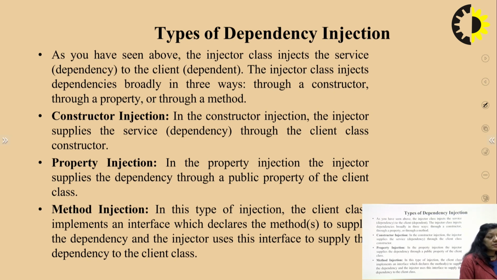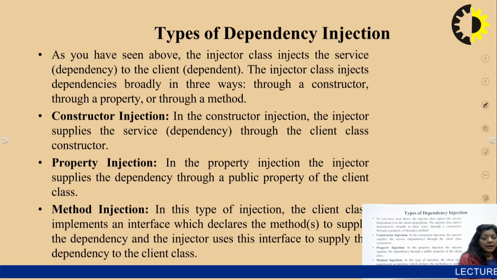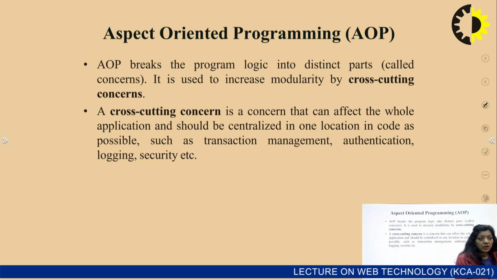Now, what is constructor injection? In constructor injection, the injector supplies the service dependency through the client class constructor. In property injection, the injector supplies the dependency through a public property of the client class. And in method injection, the client class implements an interface which declares the method to supply the dependency, and the injector uses the interface to supply the dependency to the client class.